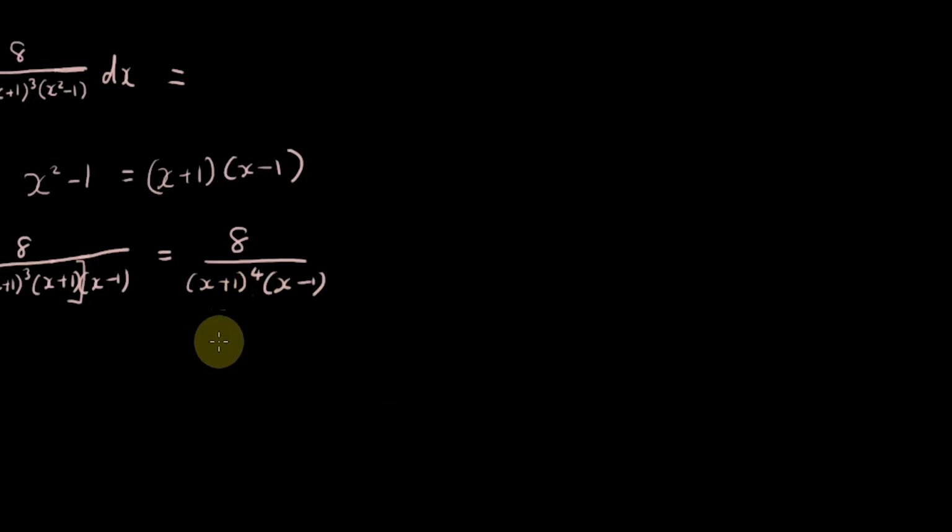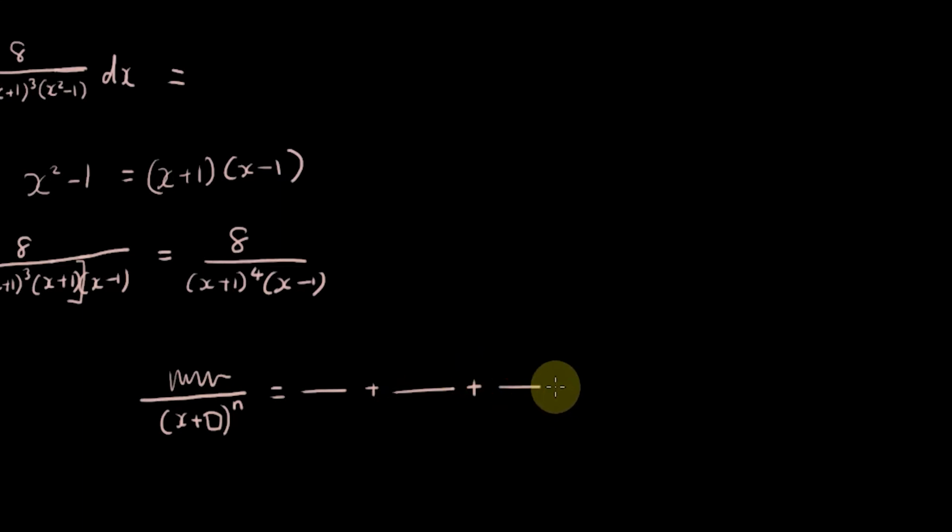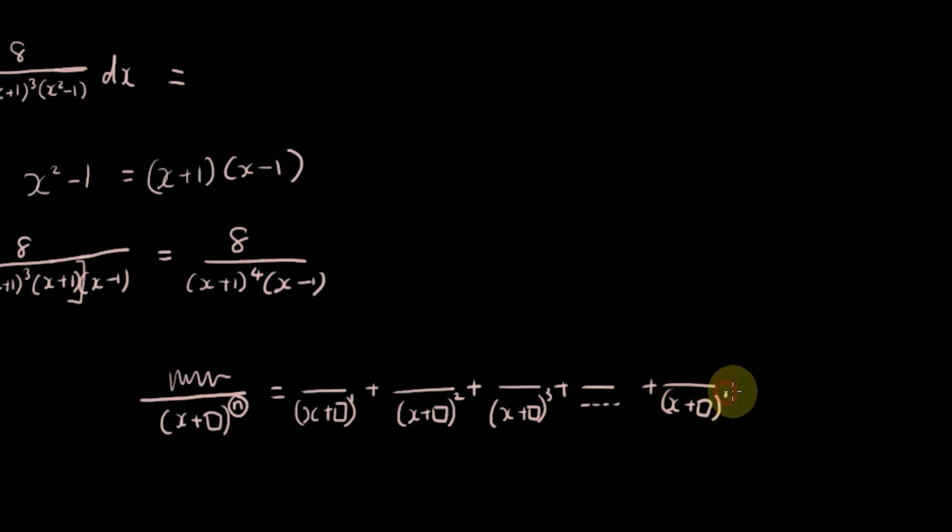Now, here is a general formula you have to remember. When you have a fraction, it doesn't matter what it is at the top, over (x plus something) to the power of something, and you want to split this up into several fractions, then on the bottom, whatever n is, you would have to go (x plus box) to the power of 1, plus (x plus box) to the power of 2, plus (x plus whatever it is) to the power of 3, all the way to (x plus something) to the power of n. That's the general formula for breaking it up. It's just how partial fractions work.